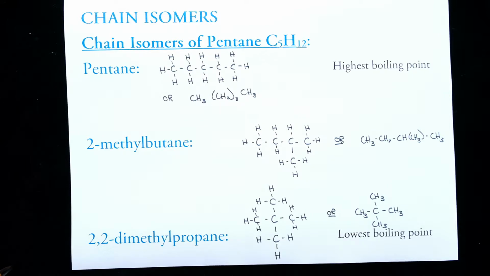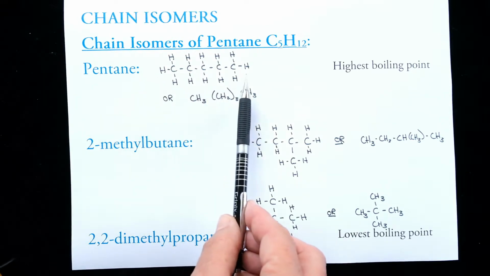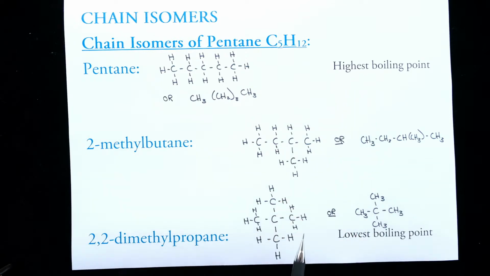So when we have chain isomers of a molecule, the longer chains will have higher boiling points. The shorter chains, the more spherical molecules, will have lower boiling points. So if the boiling point is lower, the molecules need less energy to evaporate. So this molecule will have a higher vapor pressure than the straight chain pentane molecule.